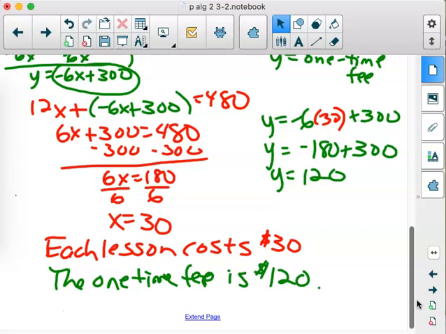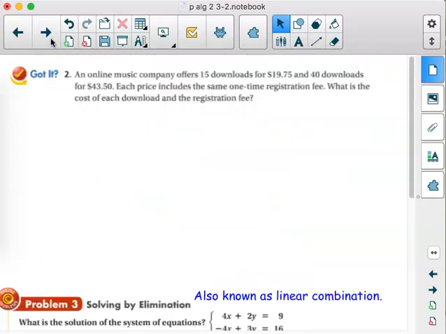You have to see. So let's look at this one, which is very similar, and you guys are going to do far more than I do in this one. An online music company offers 15 downloads for $19.75 and 40 downloads for $43.50. Each price includes the same one-time registration fee. What is the cost of each download and the registration fee? Did you see a total? Give me one of the totals you saw.